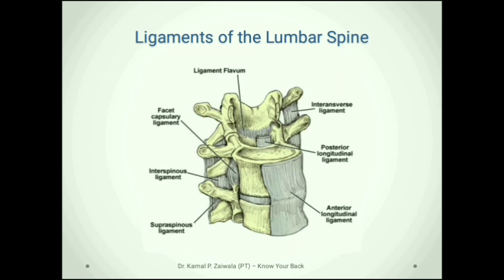Coming a little anterior to it, there is the facet joint, and the ligament which covers the facet joint capsule is known as the facet capsulary ligament. All these ligaments are responsible for the stability of the lumbar spine.